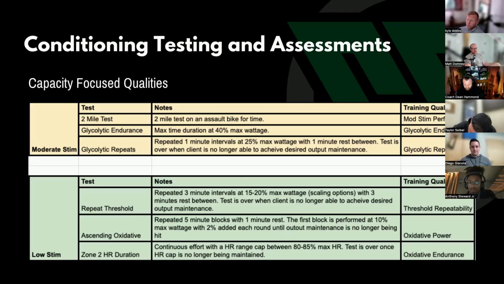But I'll start people with 3-minute intervals at 15 to 20% max wattage. If I get into running, I'm going to be looking at different pacing, but this is for bike right now. We'll look at 3-minute rest in between. I like a 1-to-1 on this until they get into their higher stem, and then we can adjust that.